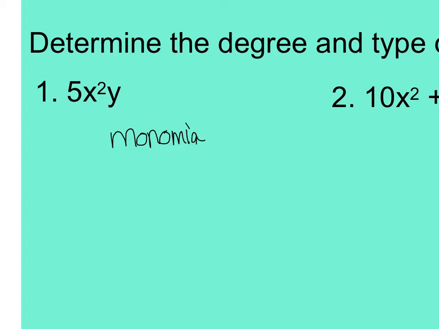Now to figure out the degree of the monomial, remember degree only deals with exponents of variables, not numbers, so the 5 we just ignore. This y has an invisible exponent of 1, so we go to plus 1, which tells us this is a degree of 3. Since it's a monomial, there's no other degree to compare it to, so we call it a third degree monomial, or you could also call it a cubic.